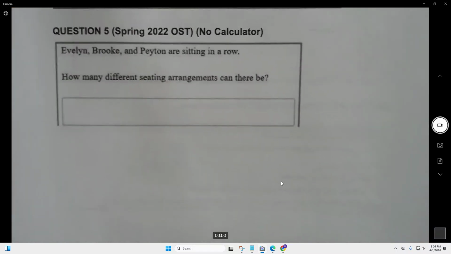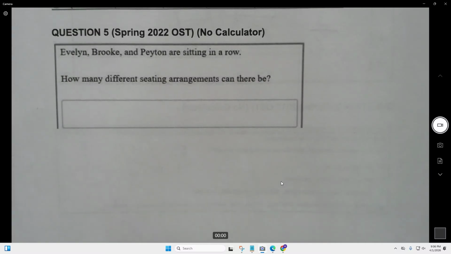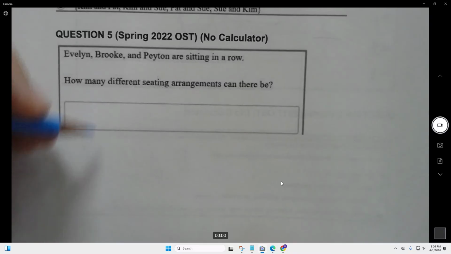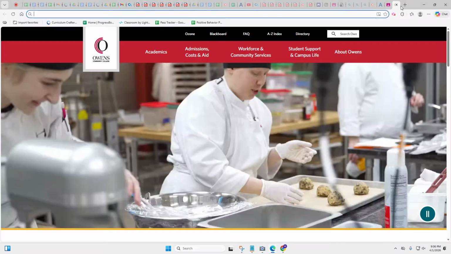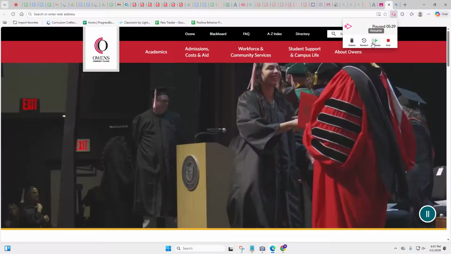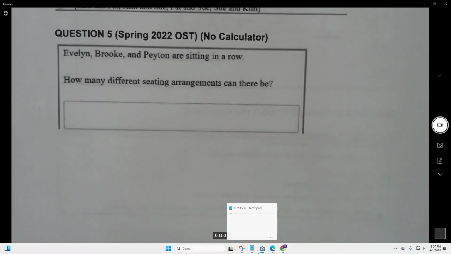Evelyn, Brooke, and Peyton are sitting in a row. How many different seating arrangements can there be? I want to double check that I'm remembering this correctly, so please hold on one second. I have confirmed that I was going to do this correctly.